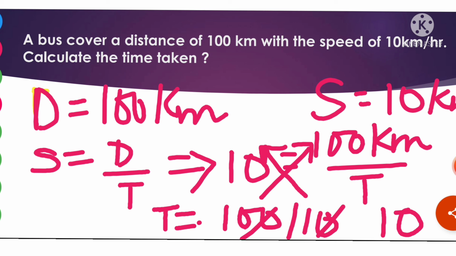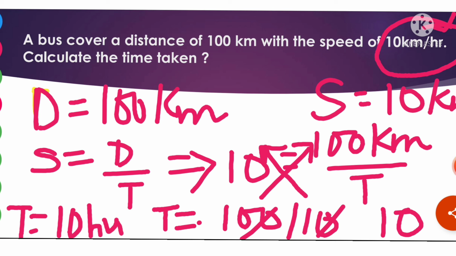So what is the time? Time is 10 hours. Why 10 hours, beta? Because your speed is also given in hours. देखो यहाँ पे your speed is also in hours ना. So your answer is time is equal to 10 hours. Understood this question? So just by using one formula of speed, you can calculate the speed, you can calculate the distance also, and you can calculate the time also. I hope it is clear to you and you are able to solve the questions.